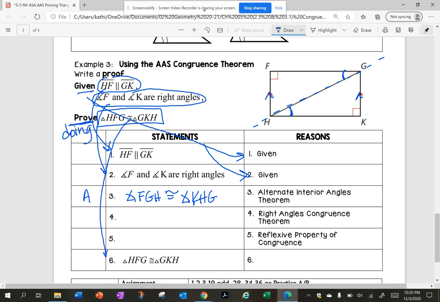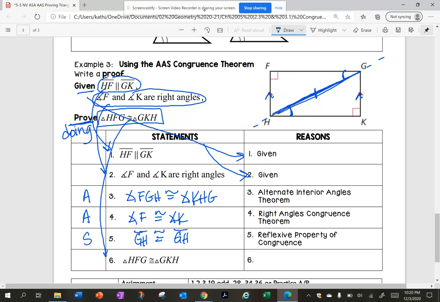This is giving me a clue here. I have a right angle, so I can say angle F is congruent to angle K. This is another angle. And then I'm looking at my shared side right here. So this is the side that I'm going to use. This is segment GH congruent to segment GH. This is my side, and I can say this is equal to each other because of the reflexive property of congruence.